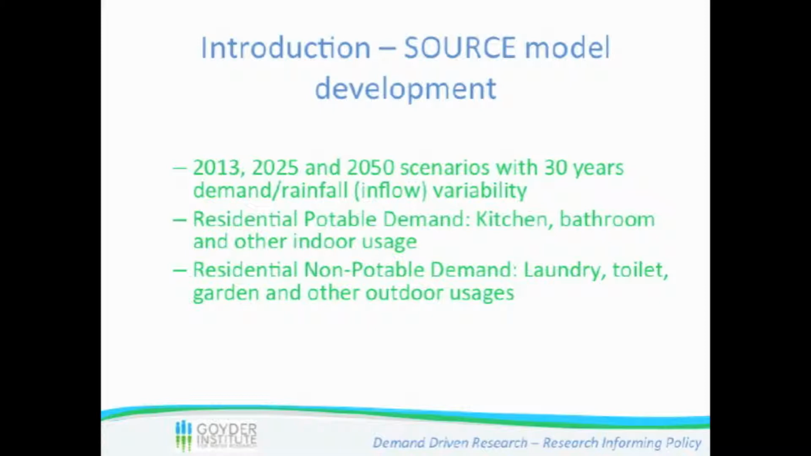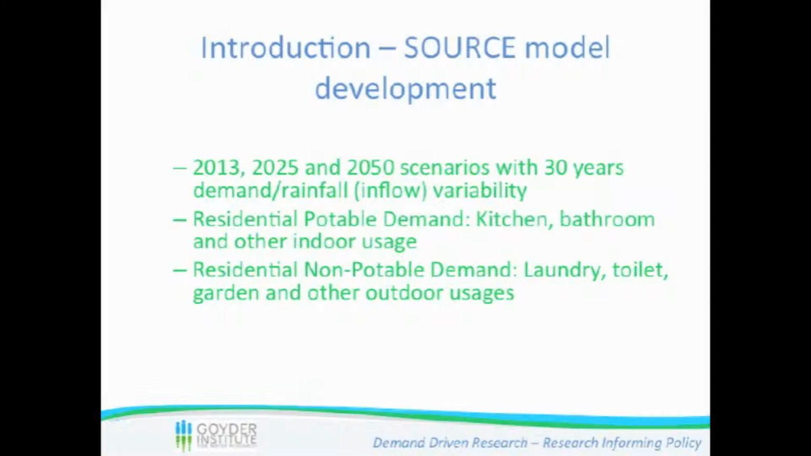So in terms of the Source model development, now Source is a hydrologic platform that's being used, really as being accepted as the hydrologic platform for Australia. And there was quite a lot of work in developing the Source model. So we looked at three scenarios, basically 2013, which were current conditions, 2025 and 2050, with using 30 years of demand and rainfall variability to take into account variation. And the 2025 and 2050 scenarios actually had some climate change built in. So I think for 2050, there was an assumed 24% reduction in runoff from the local catchments.